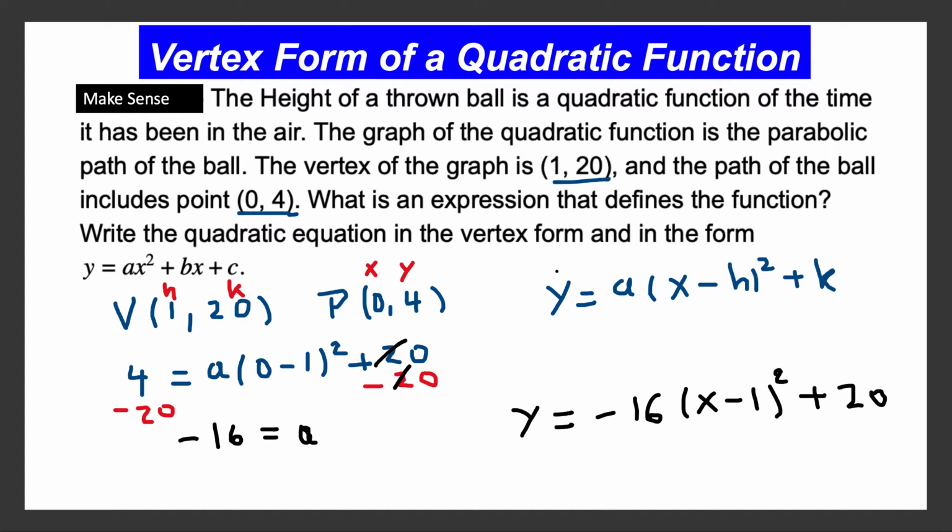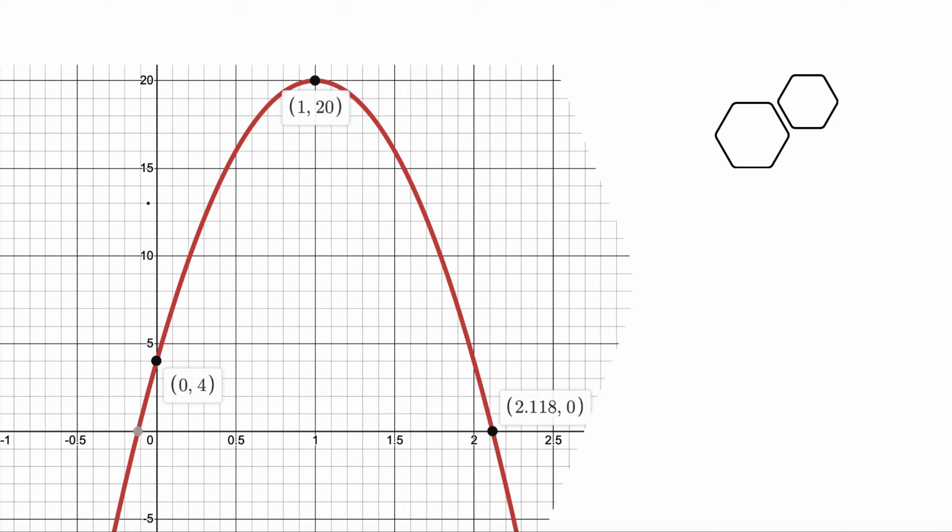And now it says write the quadratic equation in the vertex form. So already we have the vertex form. This is the vertex form. So we got it. But it says, and in the form of y = ax squared + bx + c. This one we didn't get, so we have to work a little bit more.